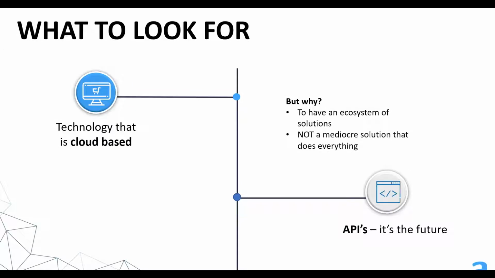Next, and these two really go hand in hand, but you want to find technology that's cloud-based and that has APIs. The reason for this, and again, going back to your cheer teams, is that you want software that's best at what it does, that excels at the position it is, and that it can connect to other software. Because it's really how you're going to create that ecosystem of solutions for your cheer gym that's really going to make it excel and make your cheer gym grow.